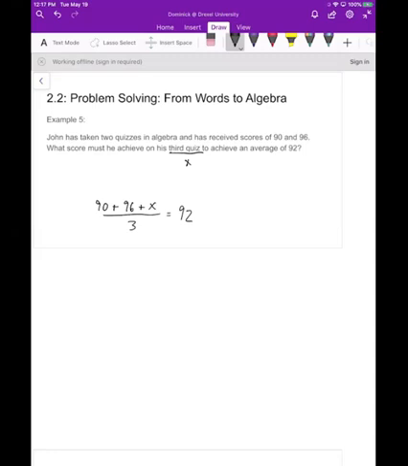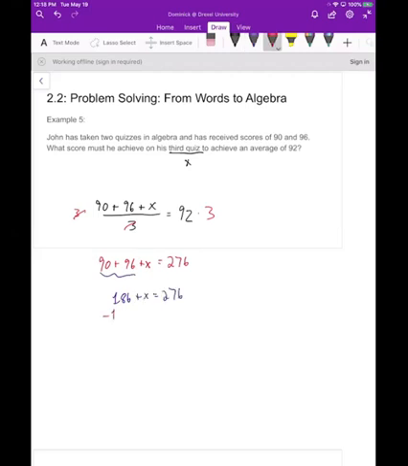Okay, so how can we solve this? Well, we have fractions, so let's multiply both sides by 3 to get rid of it. So the left side just cancels the fractions. We get 90 plus 96 plus x. And now on the right side, we got 92 times 3. So 92 times 3 should be a 276. Right? So now, if I add these two together, I get a 186 plus x is equal to 276.